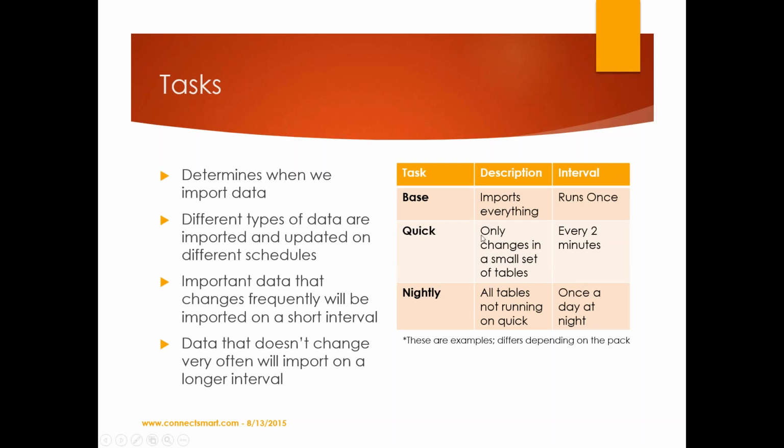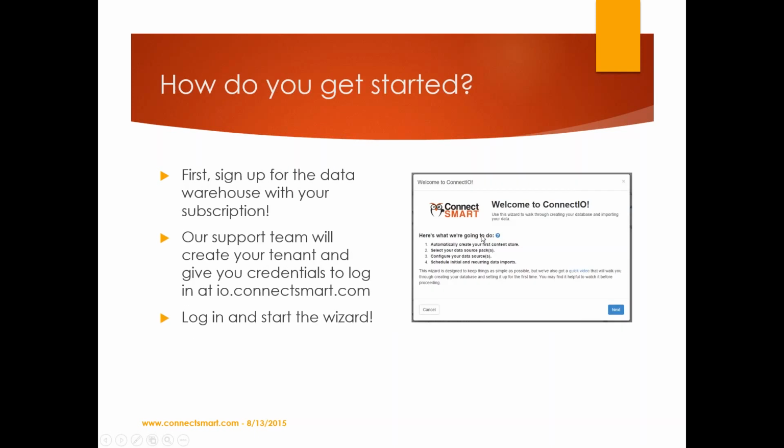Okay, so we've covered what ConnectIO is, why it's used, and the different parts of it. So now we're actually going to look at how you can get started using it. First up, if you're a new customer, when you do your ConnectSMART subscription, there's going to be a line item in there for data warehouse, so just make sure that's in there. And if you're an existing customer and you want to know if you're eligible to get moved over to the system, just contact support and they'll be able to walk you through it.